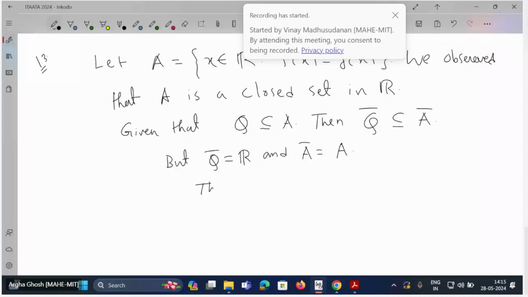Hence A equals R. So this proves that f(x) equals g(x) for all real numbers. Okay.